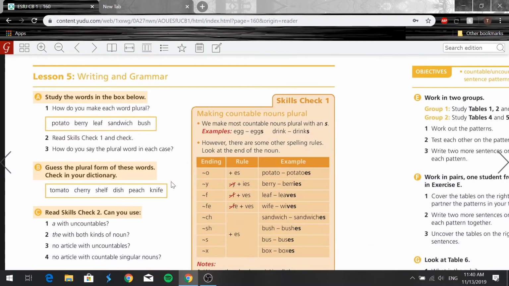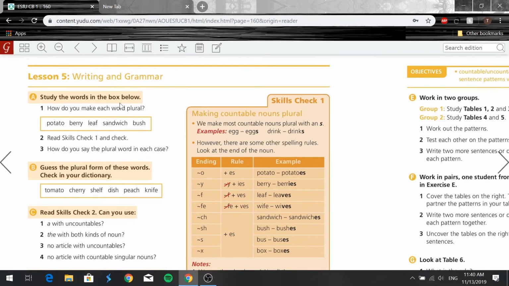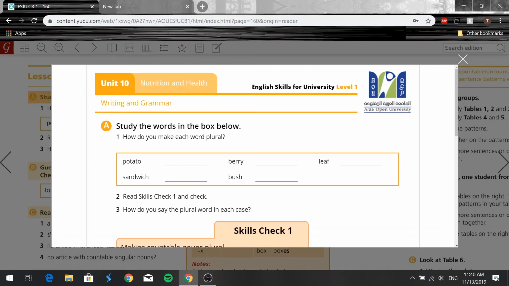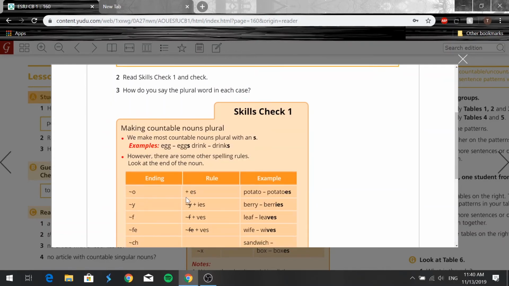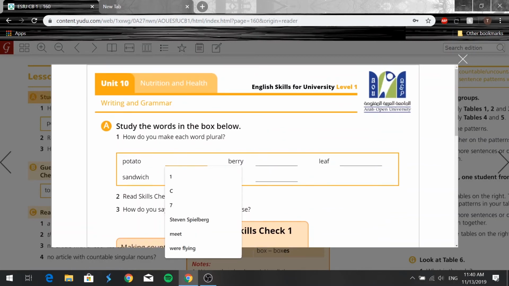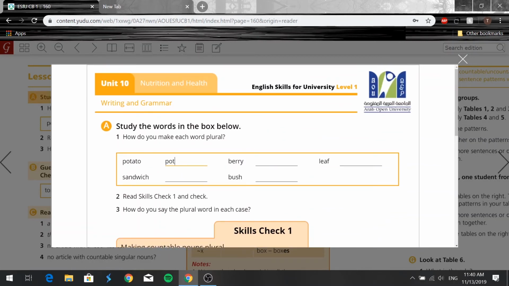Now let's go to exercise A. Study the words in the box below. How do you make each word plural? Alright, so again, potato. So what are we going to do? Again, we have O, so we'll add E and S. So potato, and ES. Okay? Potatoes.